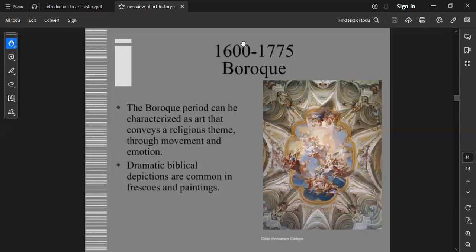Then we have the Baroque era, which is 1600 till 1775. And in the Baroque era, this period can be characterized as art that conveys a religious theme. And in the Baroque era, Christianity got accepted as an official state religion, right? And once a particular religion gets recognition from the emperor, it starts flourishing because it needs money. It needs a lot of infrastructure and resources to flourish.